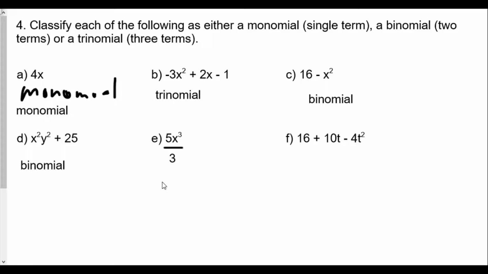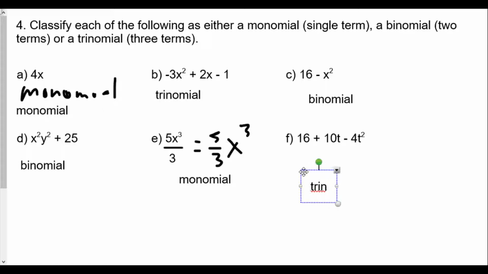So we can rewrite this as 5/3 times x cubed, and that's still a single term. So we would label this as a monomial. And finally, for F here, we have 16 plus 10t minus 4t squared. Notice it's a different letter, but still the same thing. We have 3 different terms, a trinomial.